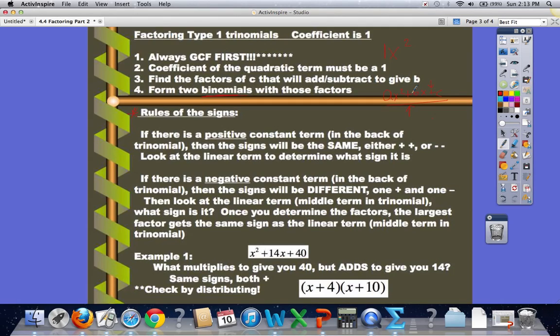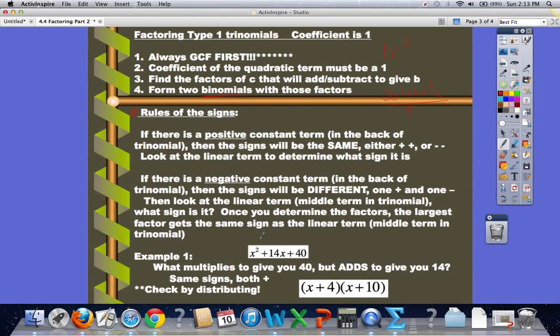which is the middle term. So you need to know those words, which one's linear, which one's quadratic, which one's the constant, so you'll know which ones we're talking about. Okay, because I'm not going to be saying middle, front, back. You need to know those words. All right, so let's try some of these.